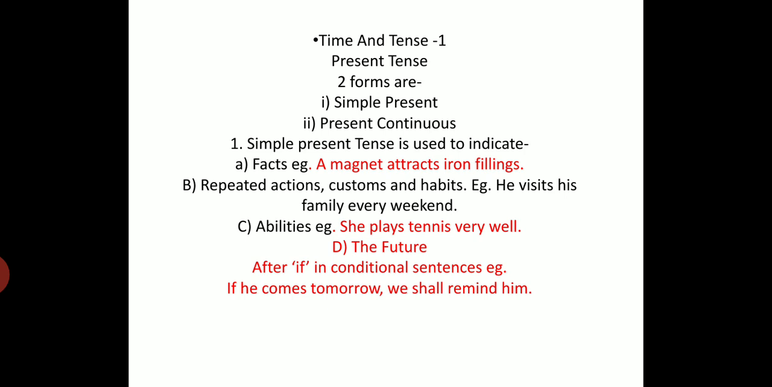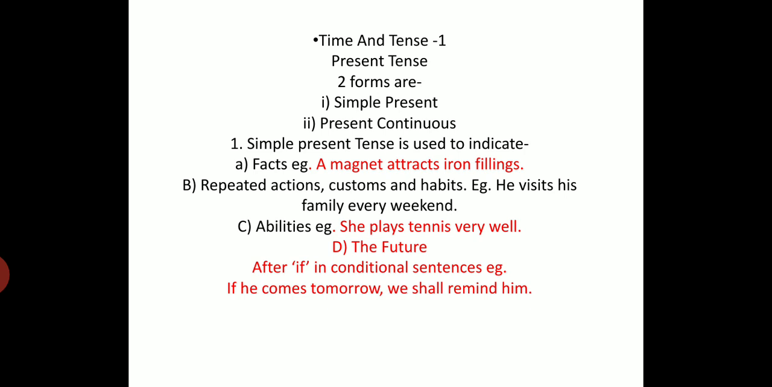So my dear children, you all have done tenses earlier in your previous classes, but this is going to be a little different, and this is going to show you how simple present tense and present continuous tense are used and what the usage is indicating. All right, so we begin with simple present tense. Now simple present tense is used to indicate four things.